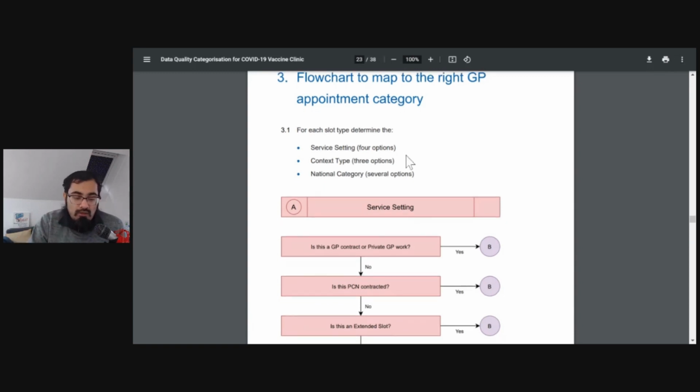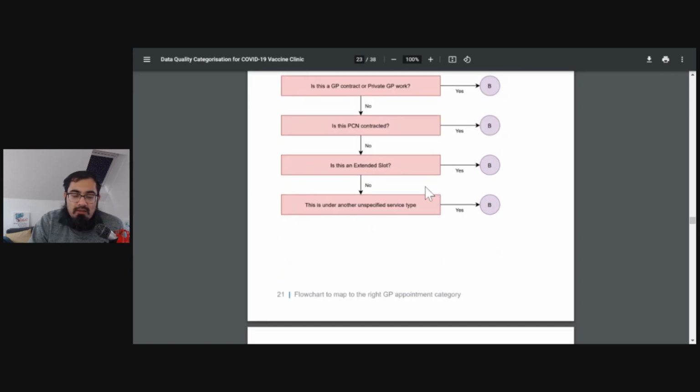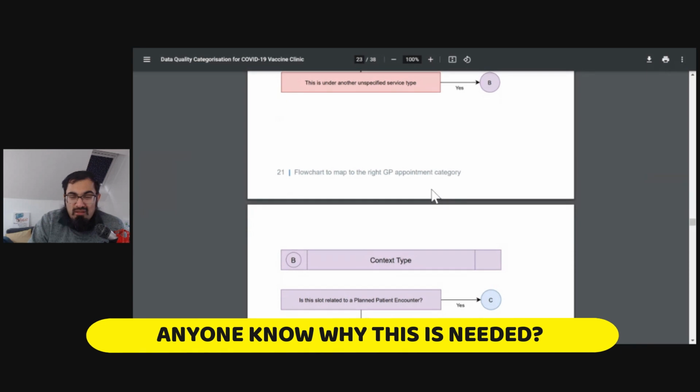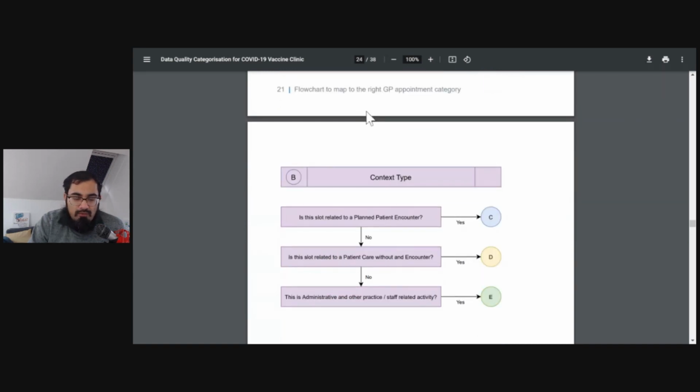So you start off with: what is the setting? So is it GP or private work? Is it PCN contract? Is it extended slot? Or is it an unspecified one? And basically, if it's a yes, they will go to B anyway. So I'm not quite sure why they've done that, because they all take you to B. But yeah, those are the ones that you need to capture. I think the key thing for this is if it's none of those, you don't need to jot it down, which, again, I don't quite get that first part.